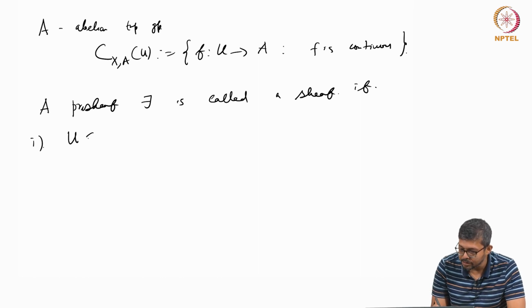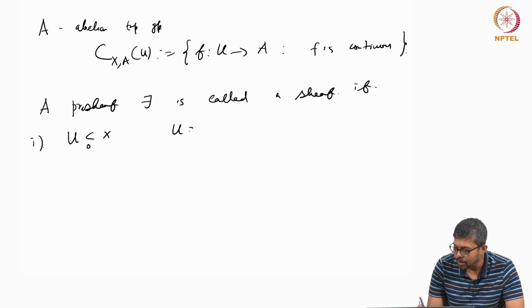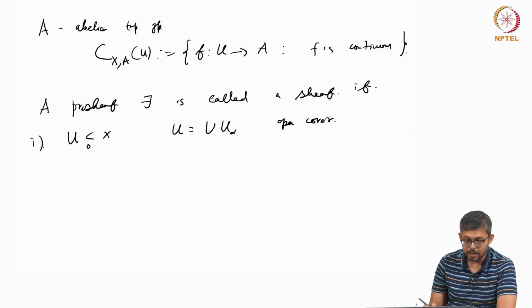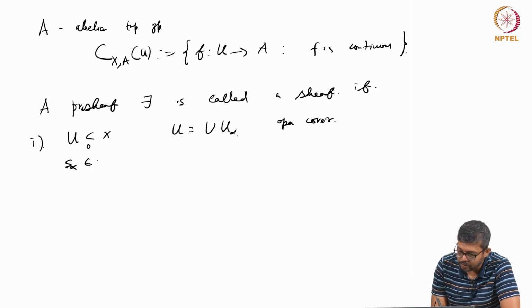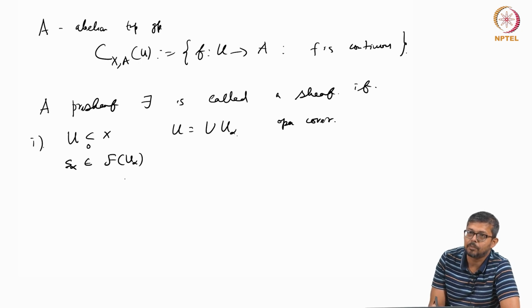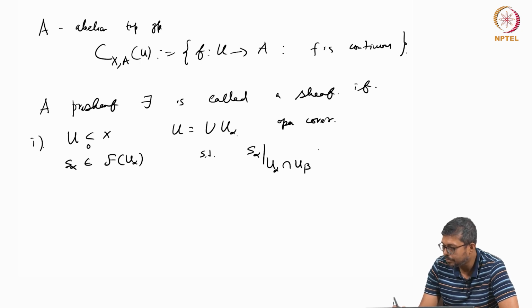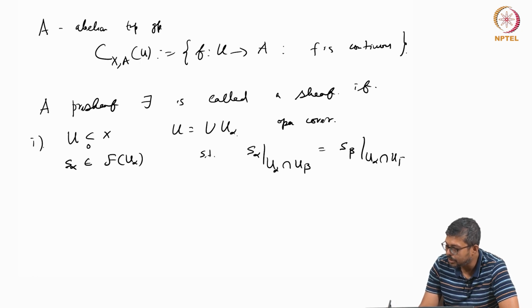if you take U an open subset of X, and U has a cover, say the union of U alpha, an open cover, and suppose S alphas are sections. So, elements of this group are called sections sometimes. You will see why they are called sections when I give some examples. If you have S alpha in F of U alpha such that S alpha restricted to U alpha intersection U beta equals S beta restricted to U alpha intersection U beta.